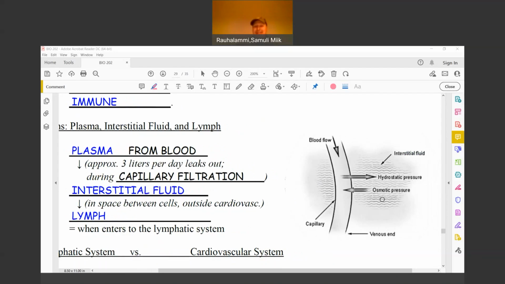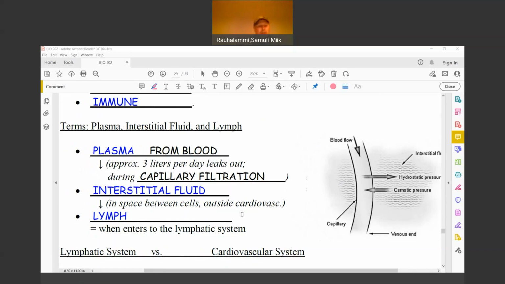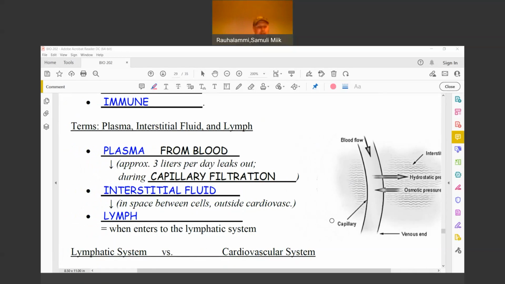Well, it becomes lymph when this interstitial fluid gets picked up by the lymphatic system so that it can be dumped back into the cardiovascular system. So when it enters the lymphatic system is when the interstitial fluid becomes lymph. So be sure that you feel comfortable with that terminology.